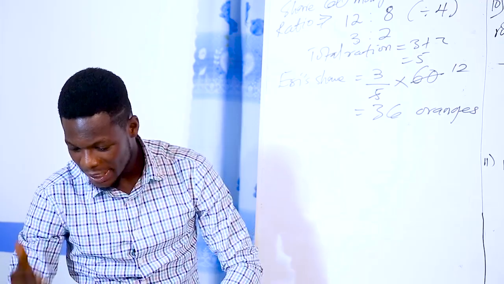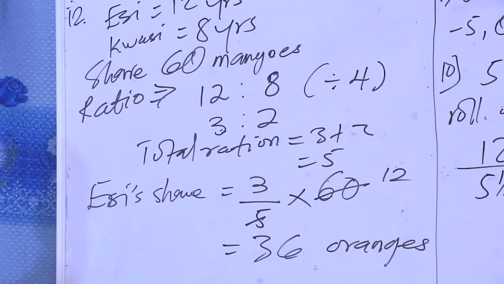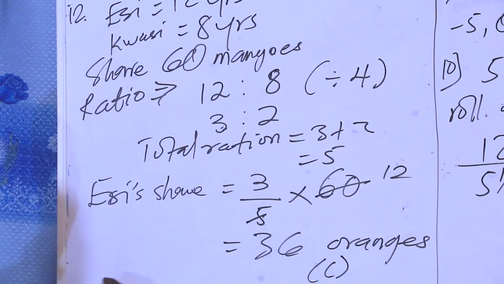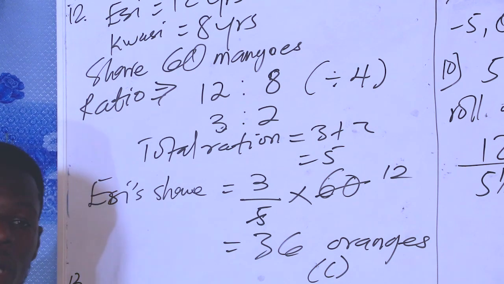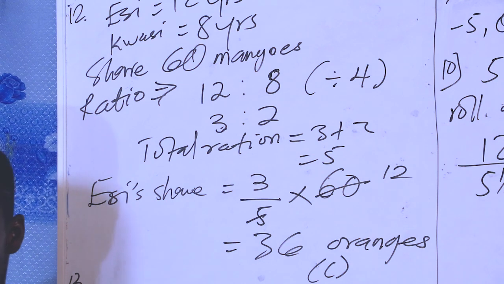So let's get the options. A 42, B 40, C 36, and D 18. So our correct answer is C, 36 oranges. We quickly look at question 13.